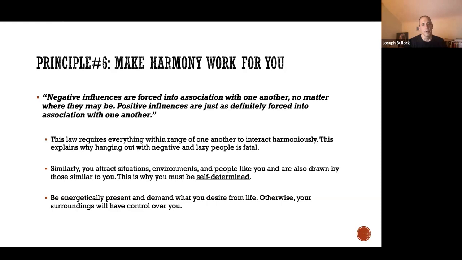Similarly, you attract situations, environments, and people like you, and are also drawn by those similar to you. This is why you must be self-determined. Be energetically present and demand what you desire from life. Otherwise, your surroundings will have control over you. And this leads to the idea of having definite purpose.